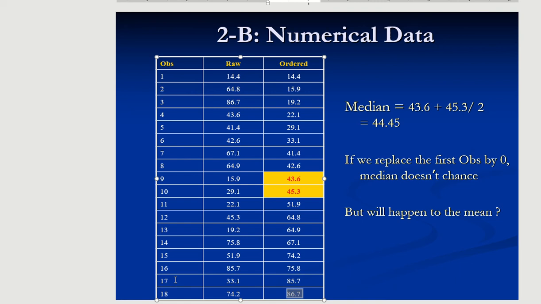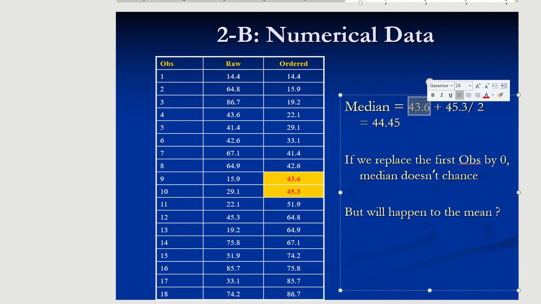There is no value that comes at 9.5. So you go down to the 9th observation and the 10th observation. You get the average of these two values, and that will be your median. Okay, so your median is 43.6 plus 45.3. You add these two values, you divide by 2, you get 44.45. That is the median.